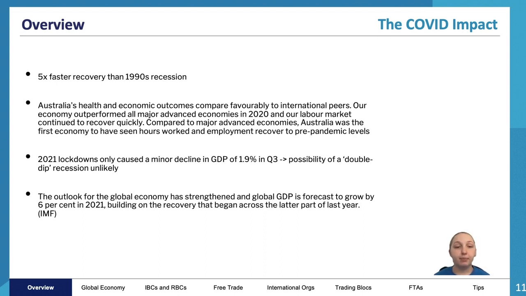And so, the outlook for the global economy has strengthened. Global GDP is forecast to grow by 6% in 2021. So that was the statistic at the time. Important also to be aware of comparing outlooks to reality. So the outlook was 6% in 2021. Compare that to what actually happened in 2021. And you can compare that and discuss that as well.